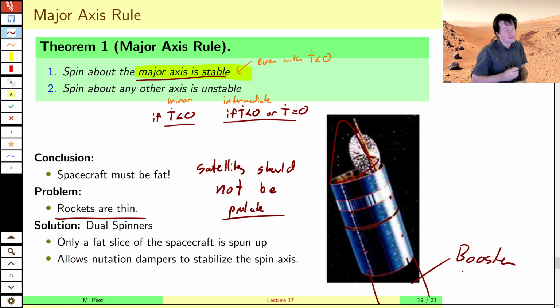So there are a lot of hacks to make these satellites not prolate. One of which is, of course, to discard the booster. Discard your booster. Then it looks a little bit less prolate.